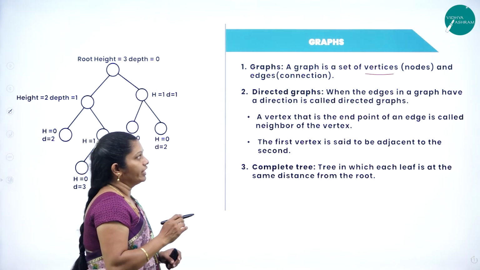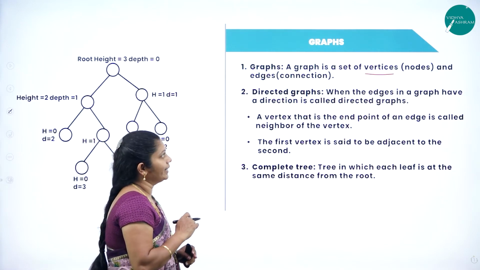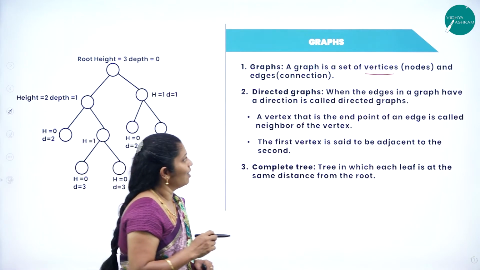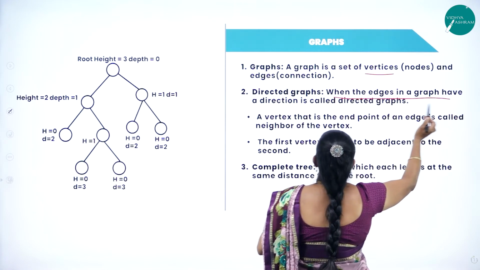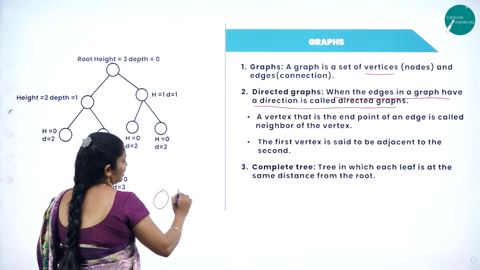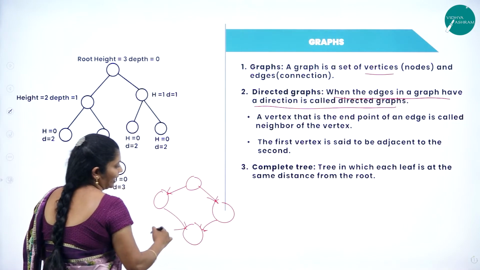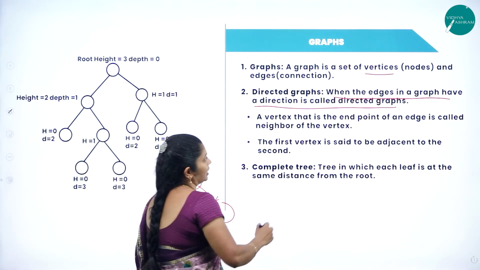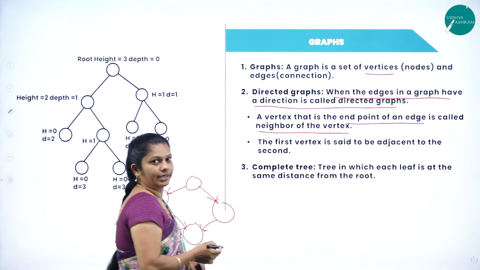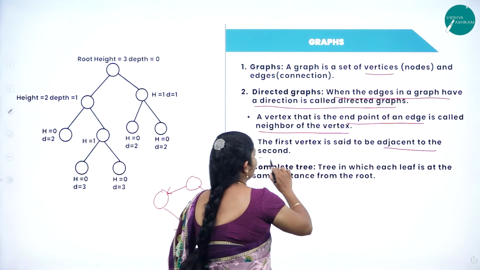In a graph, there are 2 types: one is directed and one more is undirected. In a directed graph, if there is a direction between the nodes, then we call it a directed graph. When the edge in the graph has a direction, it is called a directed graph. For example, consider a node; if there is a direction, then it is called a directed graph. Then a vertex that is the end point of an edge is called a neighbor of the vertex. The first vertex is said to be adjacent to the second one.